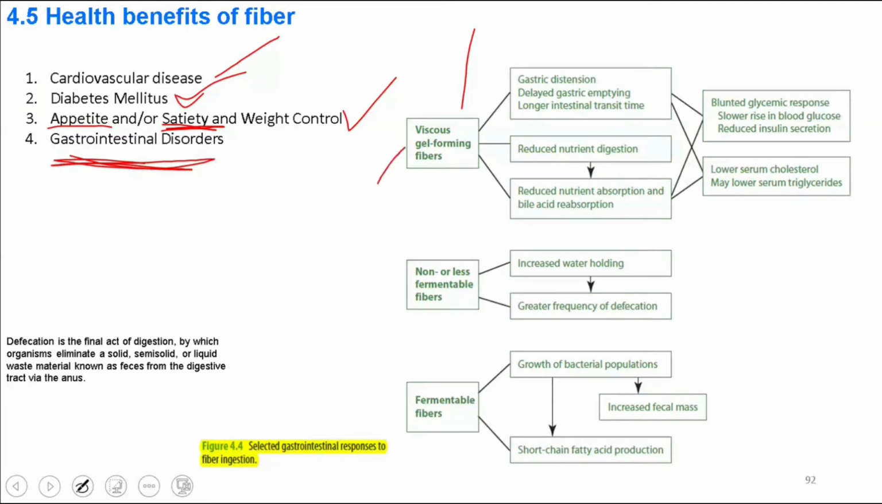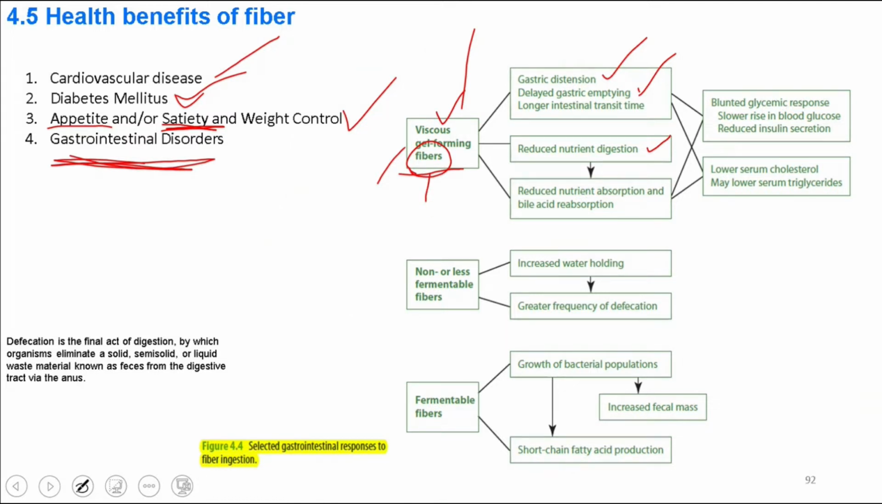So the viscous gel forming fibers help the gastric distension. It fills our stomach. They also delay the gastric emptying. So our stomach is emptied very slowly under the presence of viscous gel forming fibers. Our stomach feels full for longer time and we don't feel hunger. Our appetite is controlled by the viscous gel forming fibers. They reduce the nutrient digestion, nutrients are digested slowly and they provide the energy over a prolonged time.